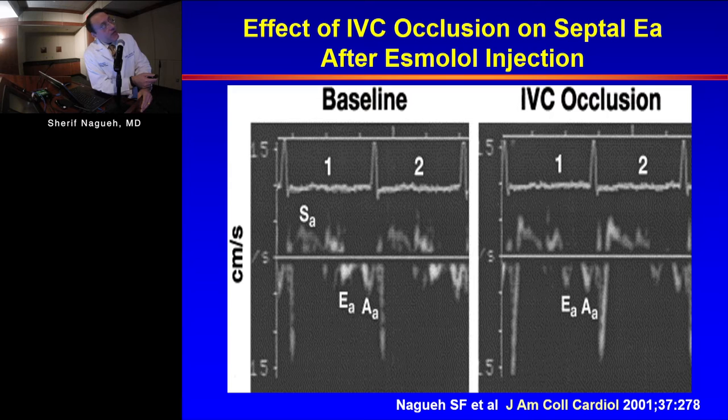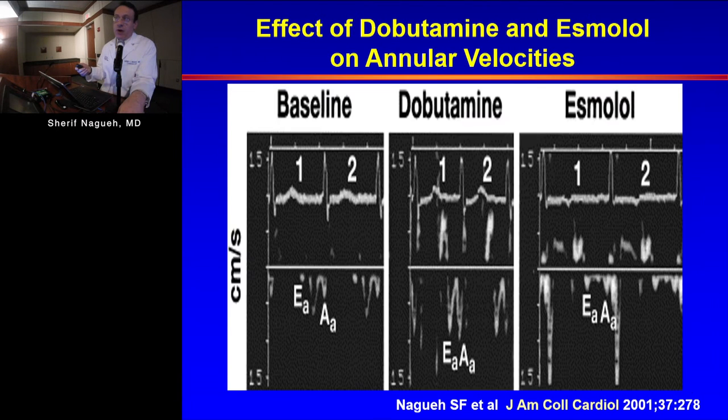In the setting of esmolol injection, esmolol is a drug that depresses cardiac function. Notice that with IVC occlusion, the early diastolic velocity changes little, if any. So now what we are looking at is a signal that is affected by preload or by LV filling pressures when LV relaxation is normal, but not when LV relaxation is impaired. It is also affected by the myocardial lusitropic properties, how good or how fast the heart is relaxing.